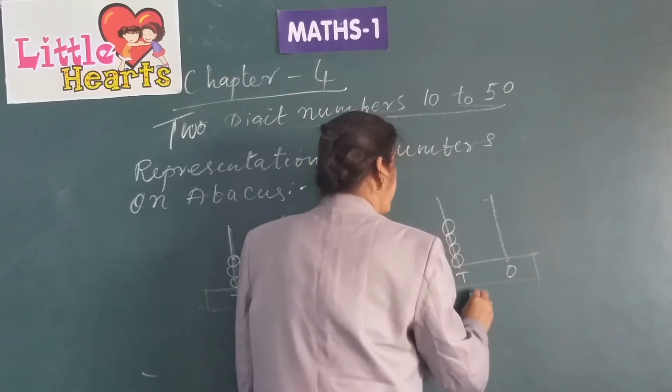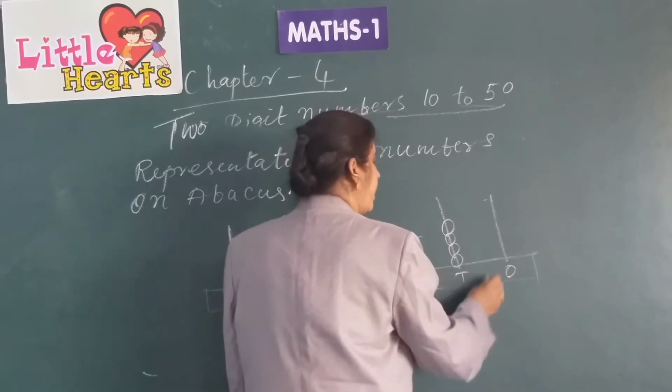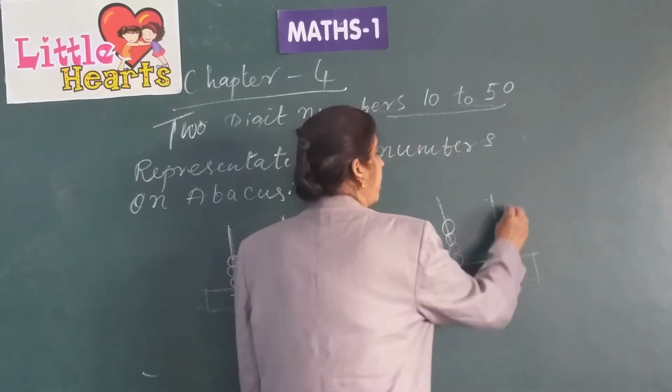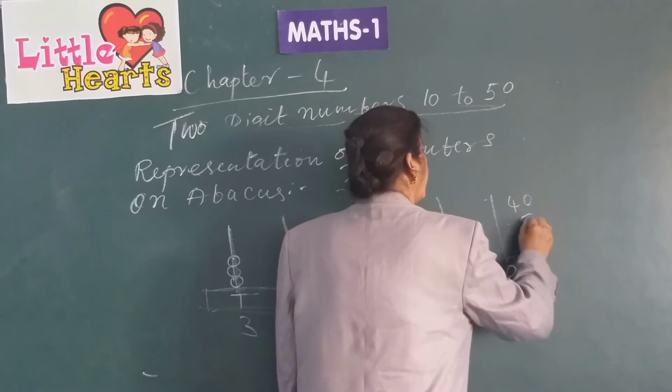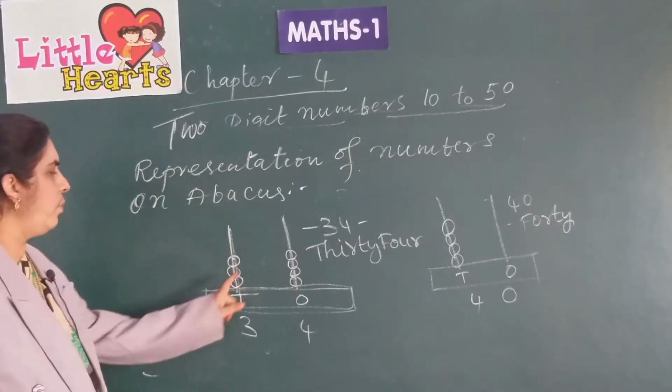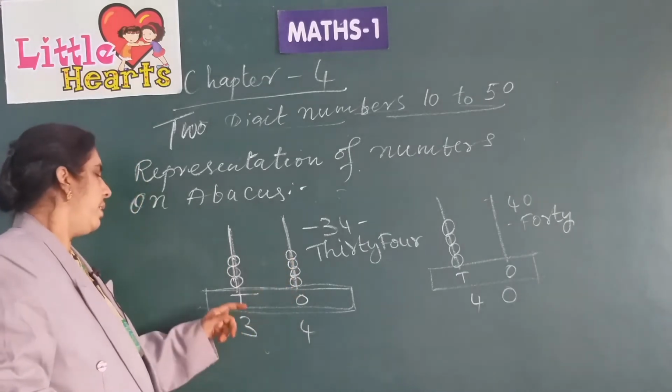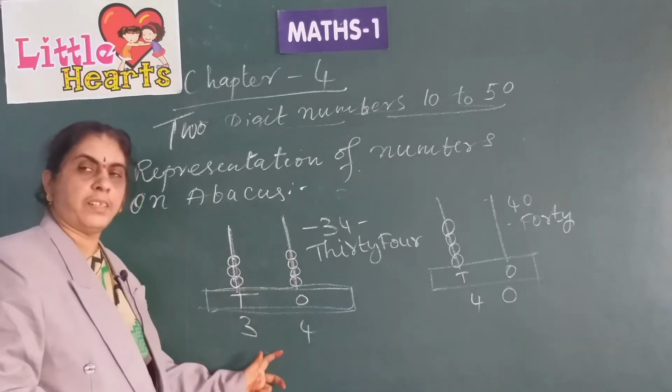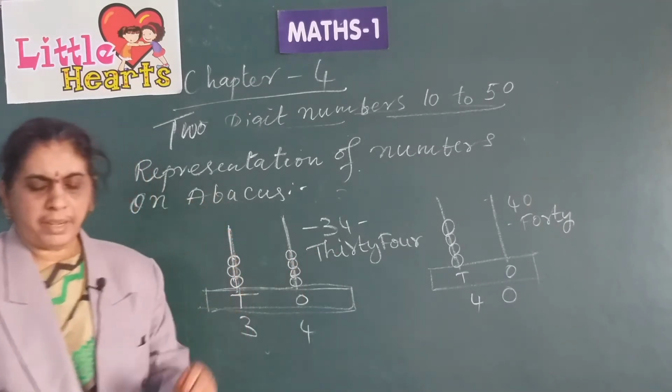Tens, ones. 4 tens and no beads are here. 40. So we read it as 40. So in this way, you can count the number of beads on the tens and ones place, and you can write the number and its number name.